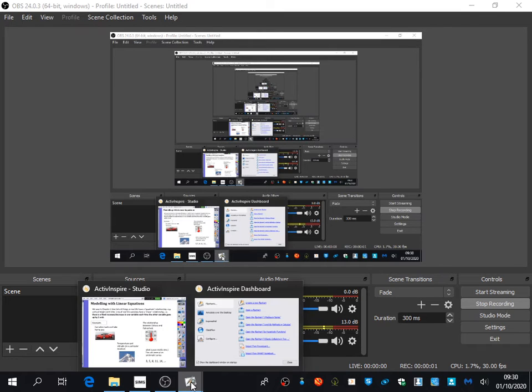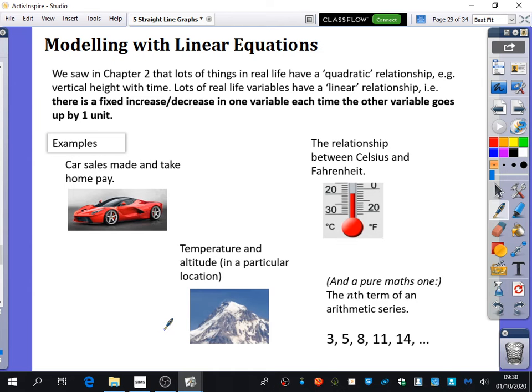Okay, so the last part of this topic is about modelling with linear equations. You haven't necessarily done modelling with quadratics just yet, but modelling is where you take something that is in the real world and you try and use maths as a model to help you predict things or understand the real world.